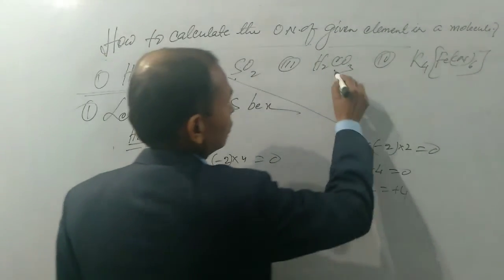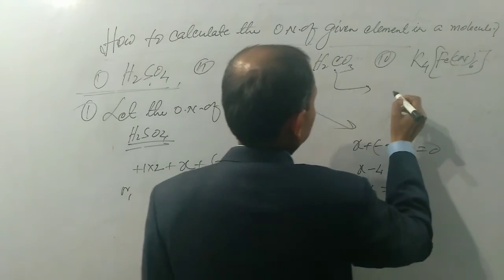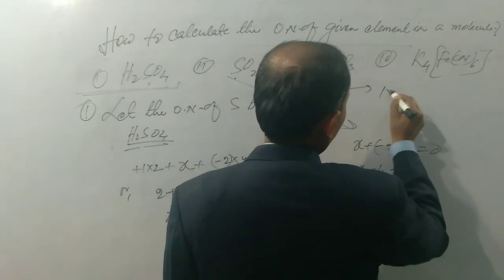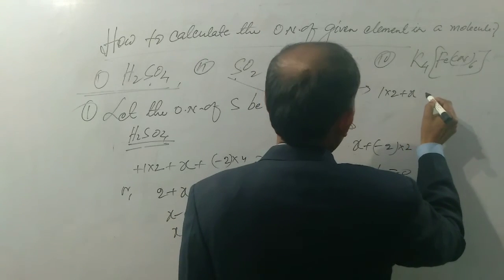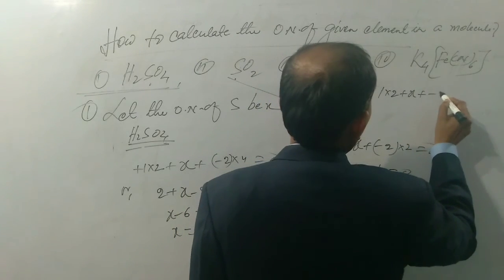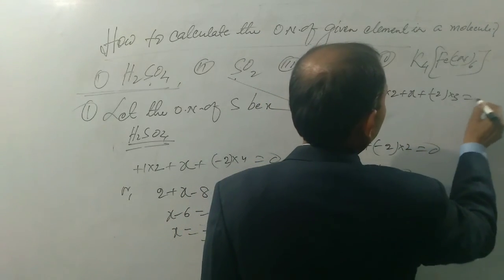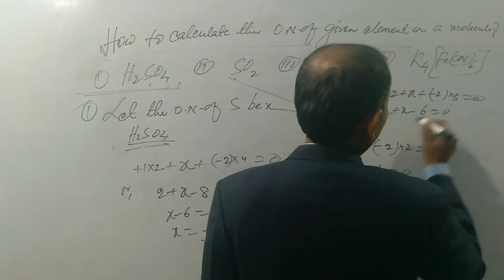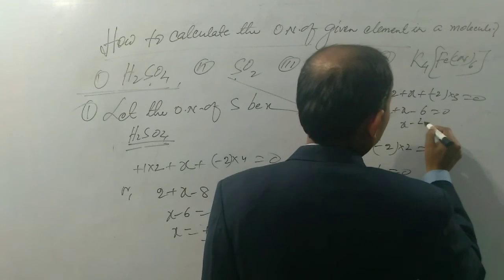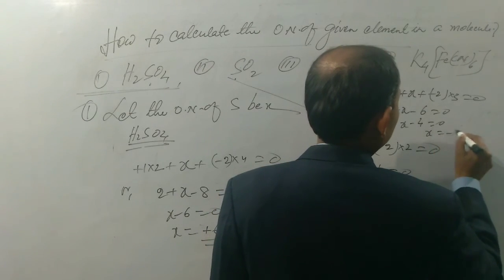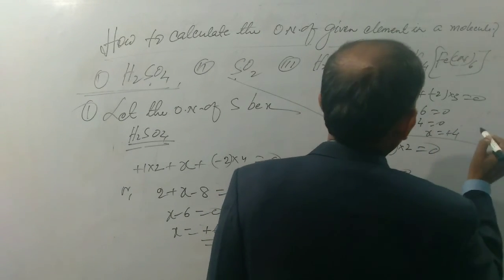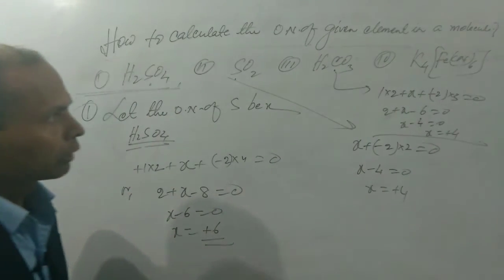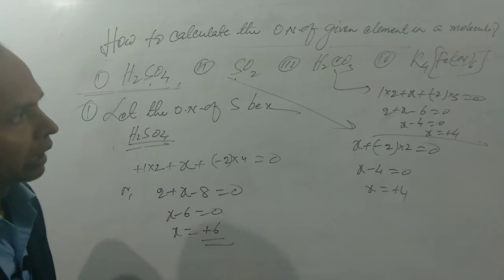In this compound, the oxidation number of carbon: 1 into 2 plus X plus -2 into 3 will equal 0. 2 plus X minus 6 equals 0. X minus 4 equals 0. X is +4. In this regard, we have to calculate the oxidation number of different elements in a given molecule.